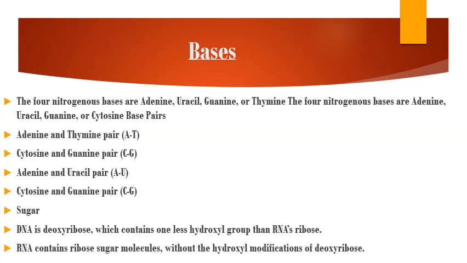So adenine and thymine pair, cytosine and guanine pair, it means this is DNA. Adenine and uracil pair, cytosine and guanine pair, it means this is RNA. So ATGC you have to remember for DNA and AUGC for RNA. Sugar, DNA is deoxyribose which contains one less hydroxyl group than RNA ribose. RNA contains ribose sugar molecule without the hydroxyl modification of deoxyribose.